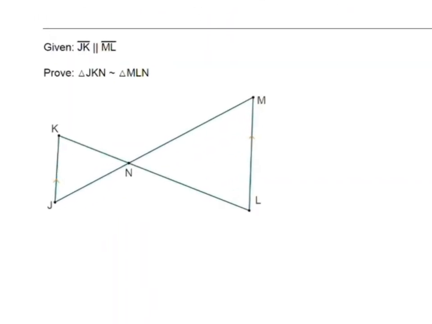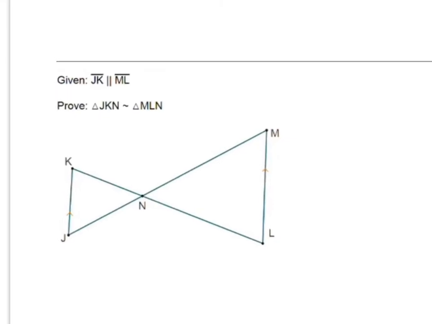The other thing that I know here, and you could do this a number of ways, there's no one way to do this one, is that JK is parallel to ML. And I want to prove that triangle JKN is similar to triangle MLN, that this triangle is the same shape, just a different size.